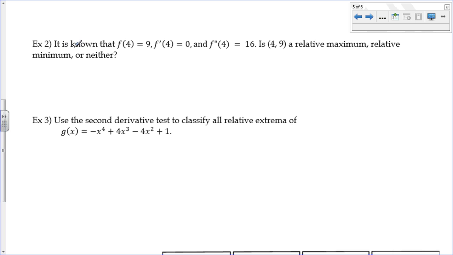So let's look down here at example 2. It's known that f of 4 equals 9. Okay, here 4, 9. And it's known that f prime of 4 equals 0, which means right here the graph is flattish. And it's known that f double prime of 4 is 16.